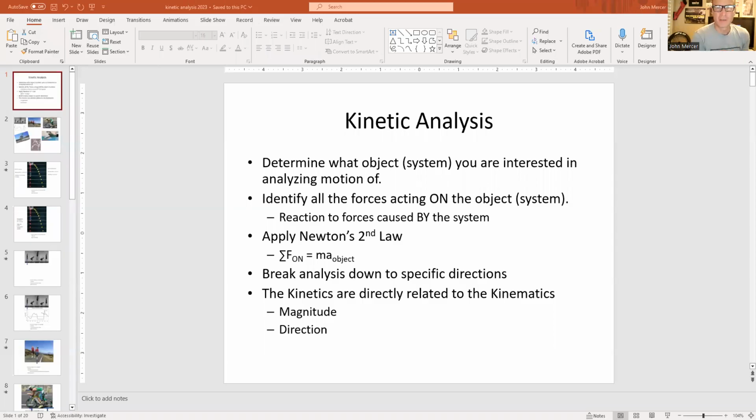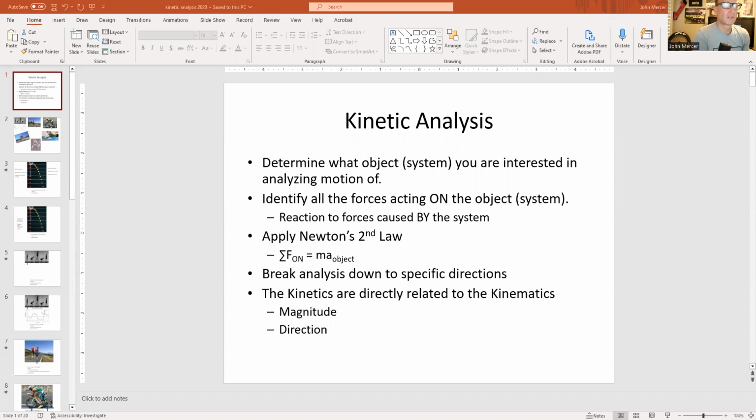In this presentation, I want to go over how to approach a kinetic analysis. Now that we're in the branch of mechanics called kinetics, the study of forces causing movement, we will want to do a kinetic analysis. There are some important points to consider when doing a kinetic analysis.